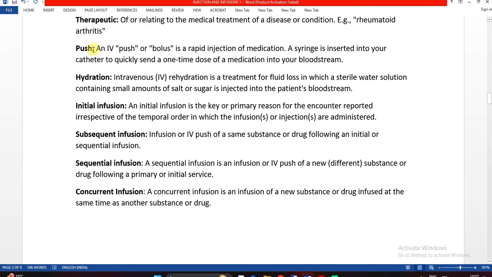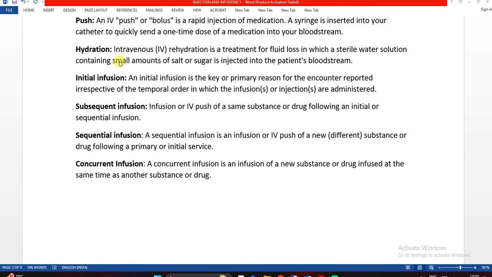Next, we need to understand push. Usually we call it IV push. An IV push or bolus is a rapid injection of a medication, where the physician inserts a syringe into your catheter to quickly send a one-time dose of medication into your bloodstream. So during the IV push or bolus process, the physician injects the medication into the catheter, and then that medication goes directly to the bloodstream.